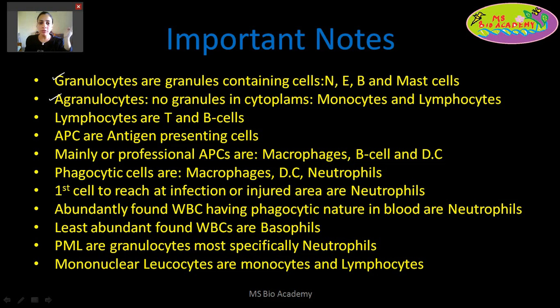Then agranulocytes means which do not contain granules. A means without, cytes means cells, granulocytes means granules containing cells, so agranulocytes are without granules. No granules in cytoplasm, which are monocytes and lymphocytes. There are only 2 types. And lymphocytes, we know they are of 2 types again, T cells and B cells. T cells are again TC cells and T helper cells.